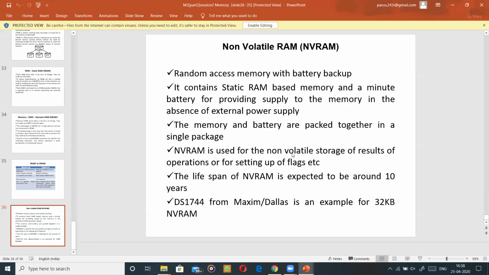NVRAM is used for non-volatile storage of results of operation or for setting up flags, etc. Widely used for setting the flags. The lifespan of NVRAM is expected to be 10 years. It will stay long. And an example of this NVRAM is the DS1744 from Dallas. It is an example for 32 KB NVRAM.